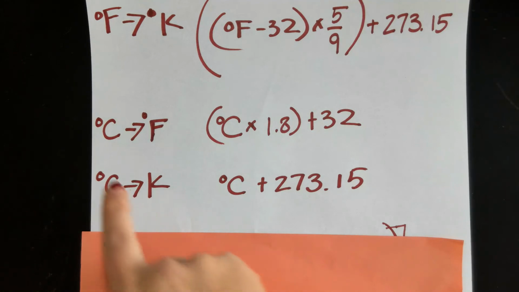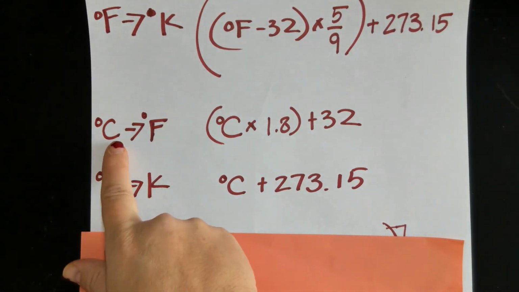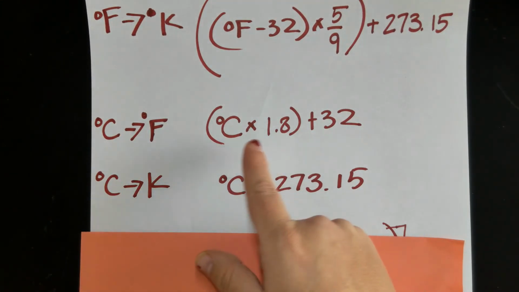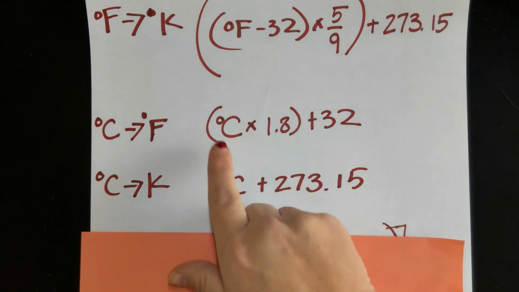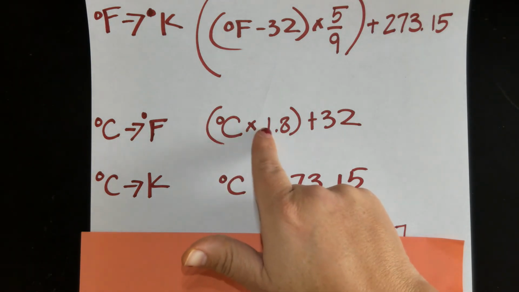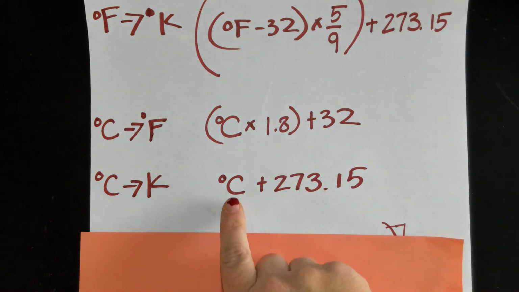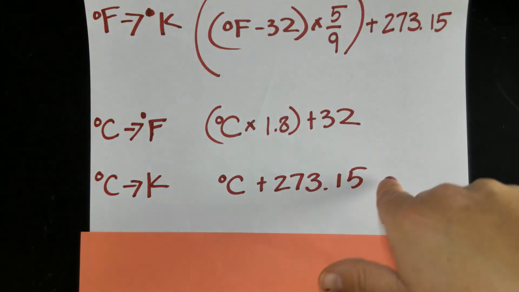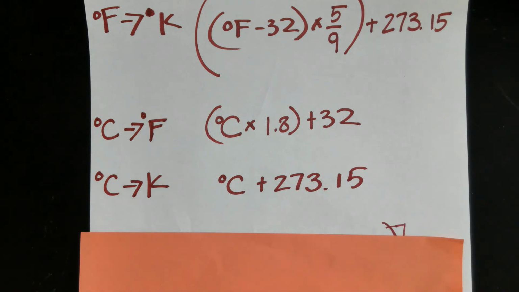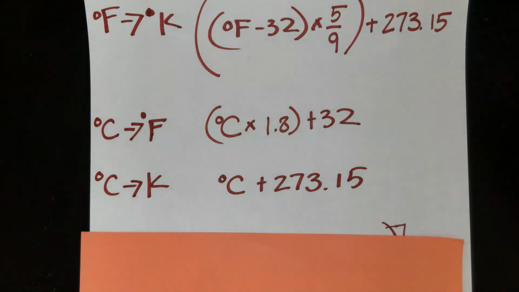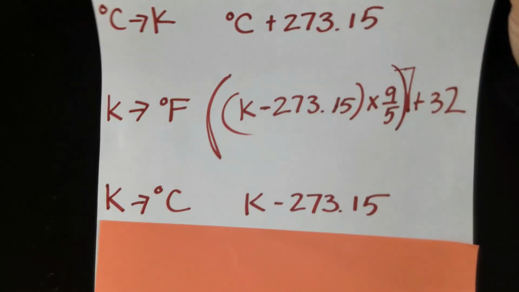Two formulas to go from Celsius to another temperature scale, Celsius to Fahrenheit and Celsius to Kelvin. If I want to go from Celsius to Fahrenheit, I want to do C times 1.8, then add 32 degrees to it. From Celsius to Kelvin, it's C plus 273.15. You'll notice that going from Celsius, the metric system, to the Kelvin scale is pretty straightforward.